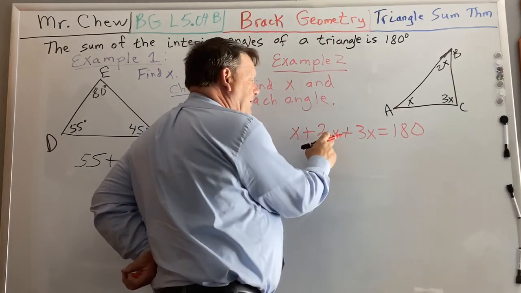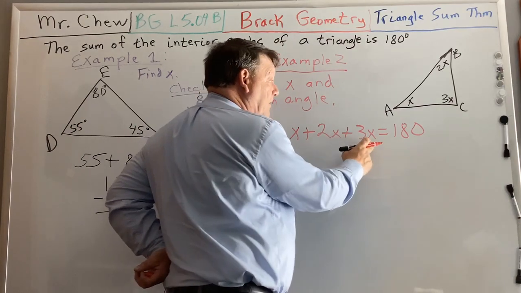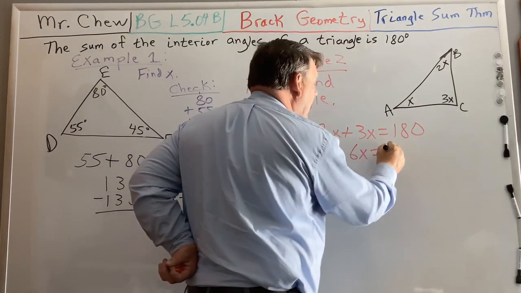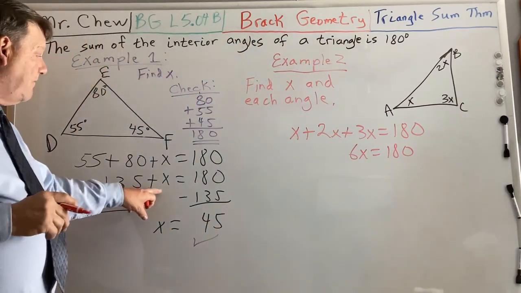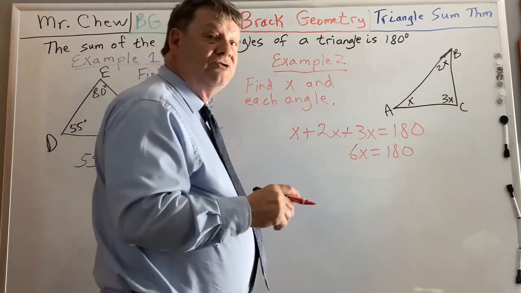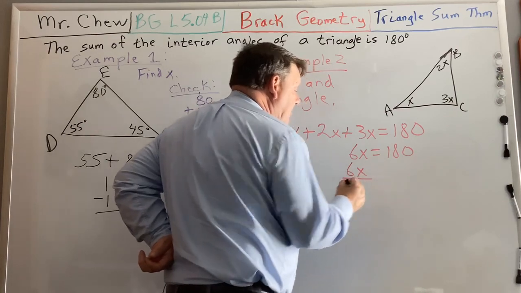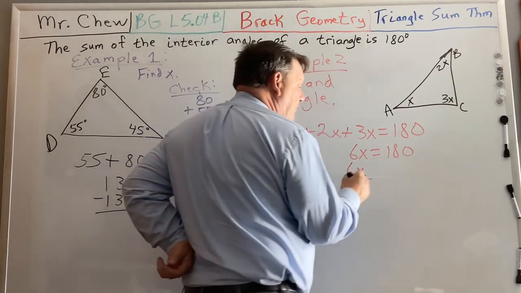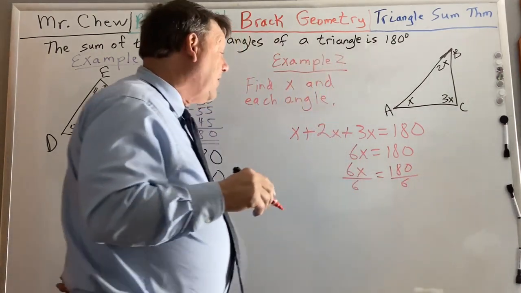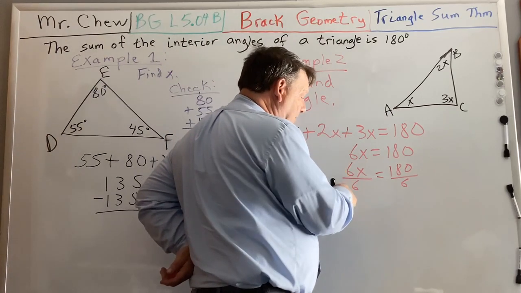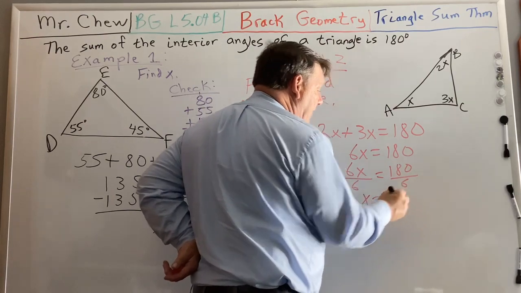All right, now x plus 2x plus 3x are like terms. x plus 2x is 3x, 3x plus 3x is 6x, and that equals 180. Now, just like we solved this by using inverse operations, we're going to use inverse operations here. So the opposite of multiplying by 6 is dividing by 6, and you can write that as a fraction. But if I divide the left by 6, I have to divide the right by 6. That's called the division property of equality. 6 over 6 is 1 times x is x. 180 divided by 6 is 30.